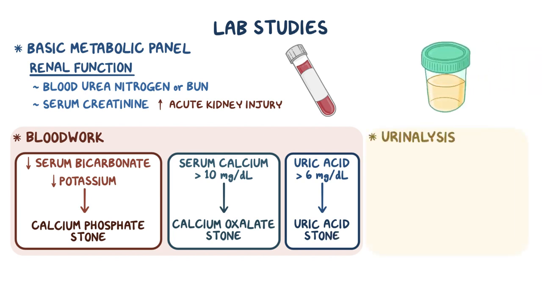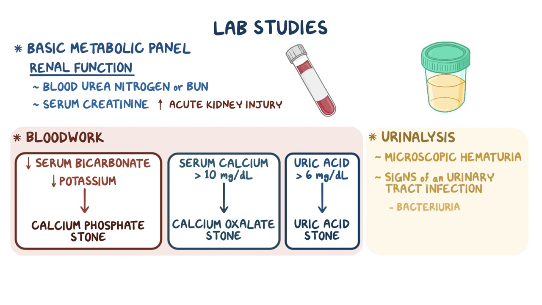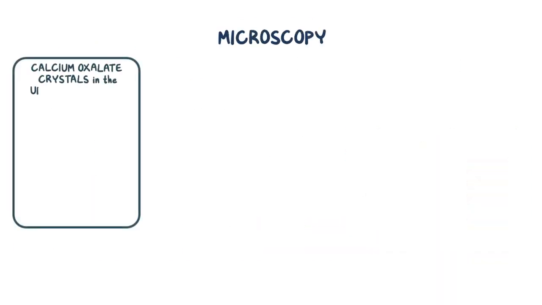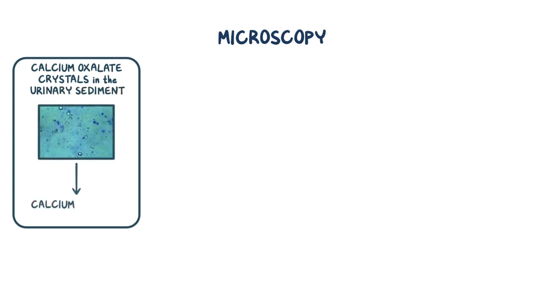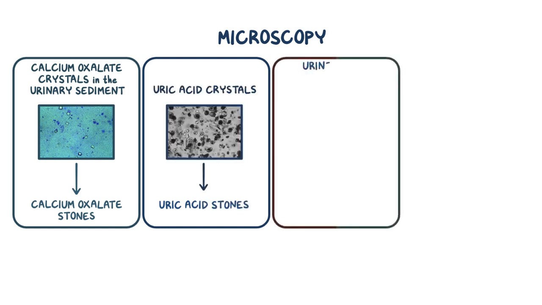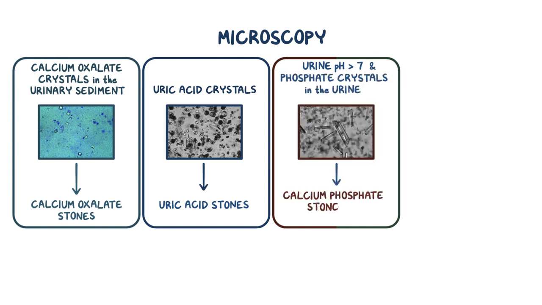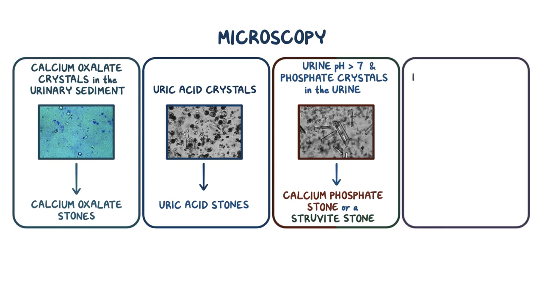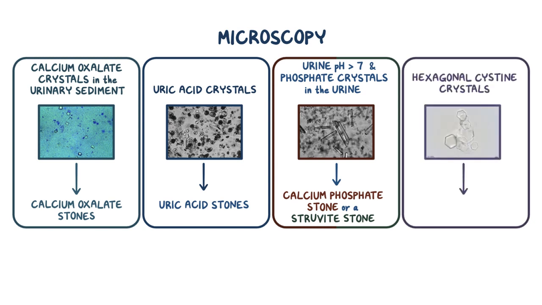A urinalysis may show microscopic hematuria, or especially with struvite stones, there may be signs of a urinary tract infection, like bacteriuria and positive leukocyte esterase. On microscopy, if there are calcium oxalate crystals in the urinary sediment, this may point towards a calcium oxalate stone. Alternatively, with uric acid stones, uric acid crystals may be present. When urine pH is above 7 and there are phosphate crystals in the urine, this suggests a calcium phosphate stone or a struvite stone. Finally, hexagonal cysteine crystals are diagnostic for cysteine stones.